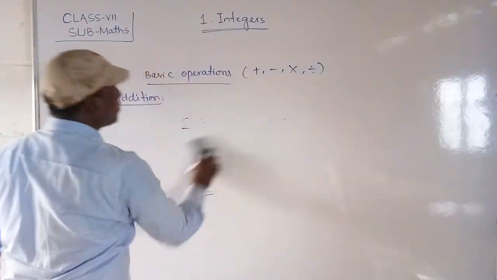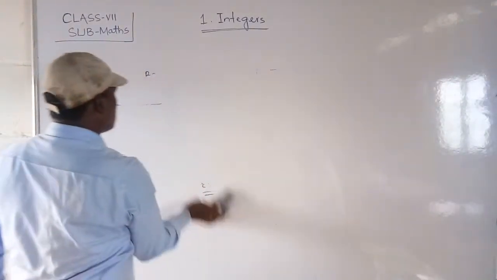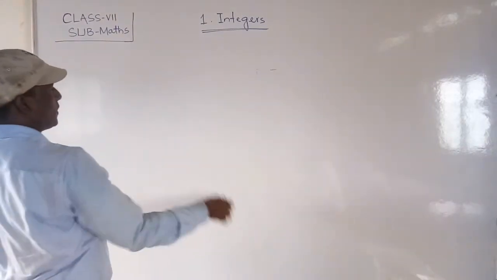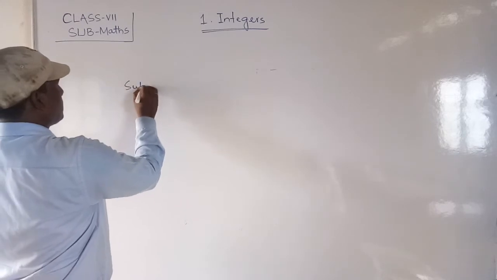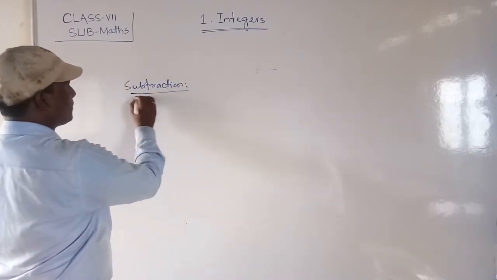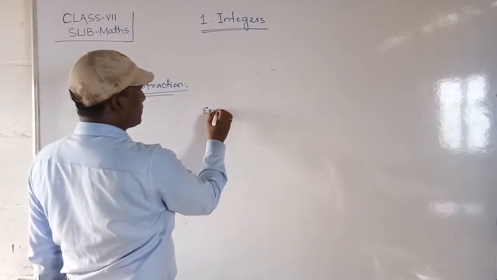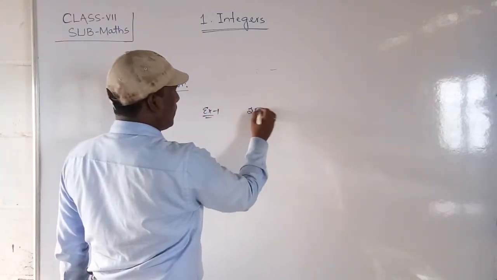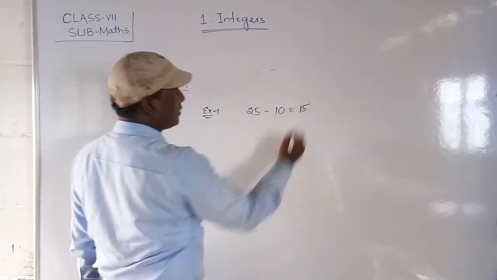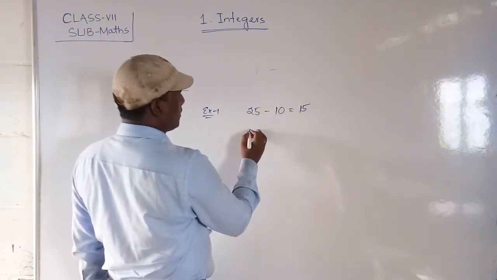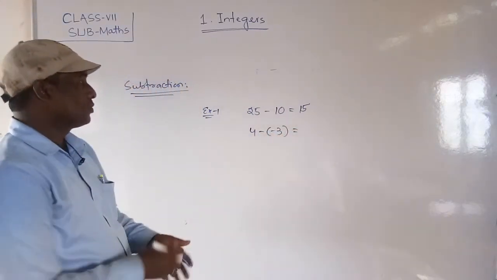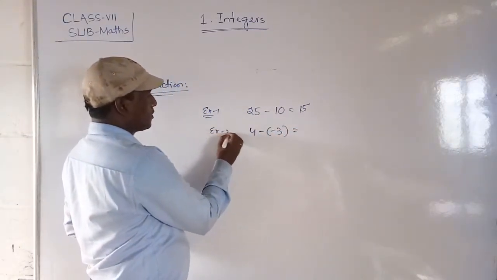In the same way, we can do subtraction also. I have already told about subtraction, but once again. Suppose, friends, for example you can take 25 minus 10. Students, observe, how much here? 15. Yes. Similarly, 4 minus 3. How much is the answer? Students, this is example 2.